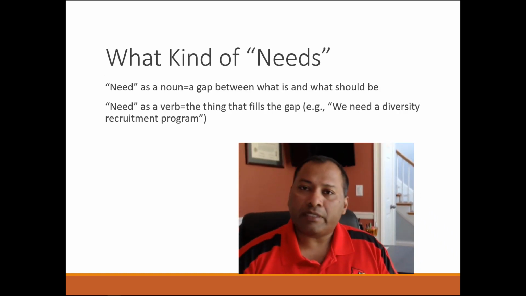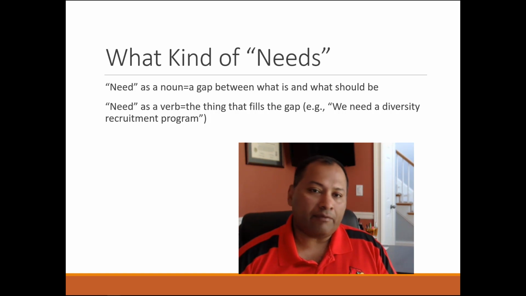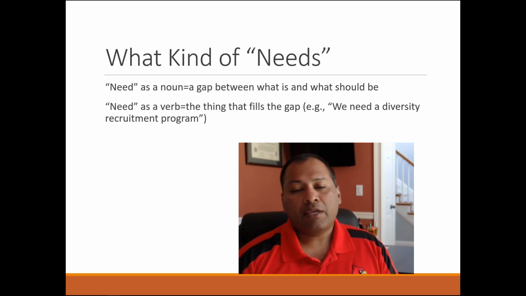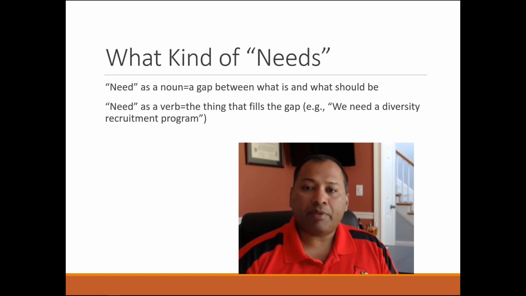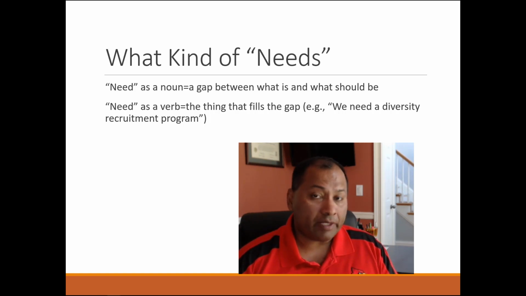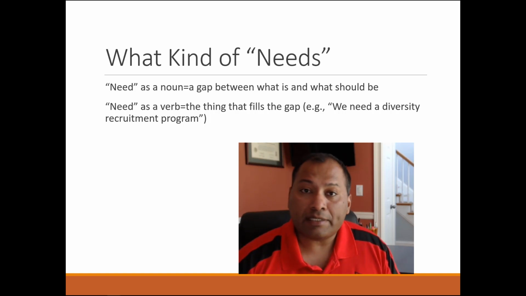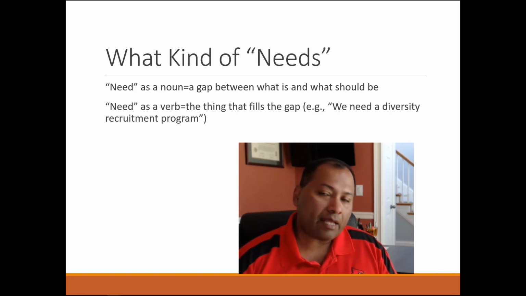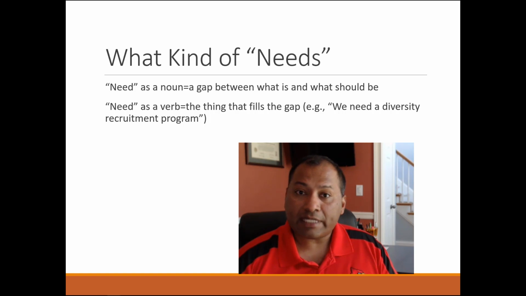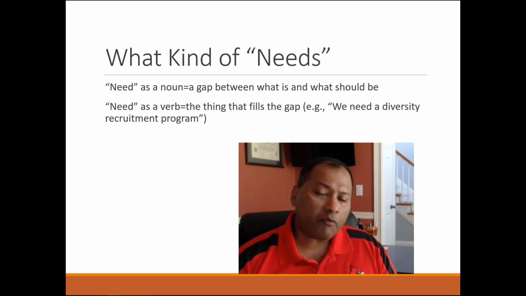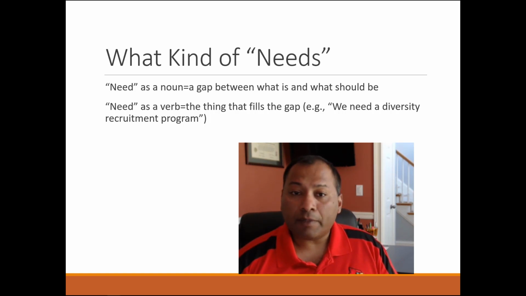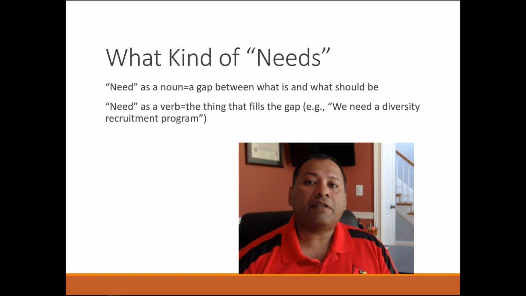I usually like to deconstruct it to the very basic level. If you look at the needs from two perspectives, as a noun, it's essentially the gap between what it is and what it should be. I personally like to always say the gap between point A and point B. Point A is what is happening today in a company. Point B is what we would like it to be in the future. But if we use the needs as a verb, then it's the thing that fills the gap, if you will.